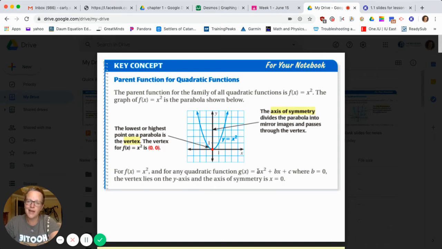The axis of symmetry divides the parabola into mirror images, the left and the right, and it always passes through the vertex. So for f of x equals x squared, and for any quadratic function named g of x equals ax squared plus bx plus c, which is standard form, whenever b equals 0, the vertex lies on the y-axis, and the axis of symmetry is going to be x equals 0. But we'll get to that in a minute, okay?